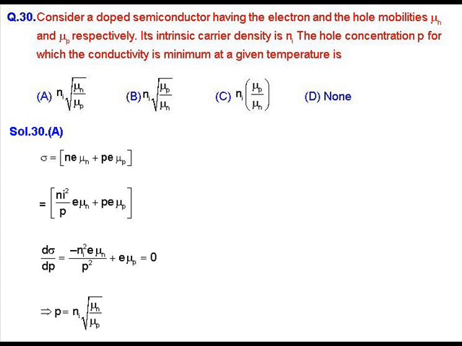Now if we have to calculate the minimum conductivity, we will just equate d sigma by dP equals to 0. And if we do this, we can easily see that the value of P will be equal to Ni root of mu N by mu P from the expression d sigma by dP. So the correct option for us will be option A.